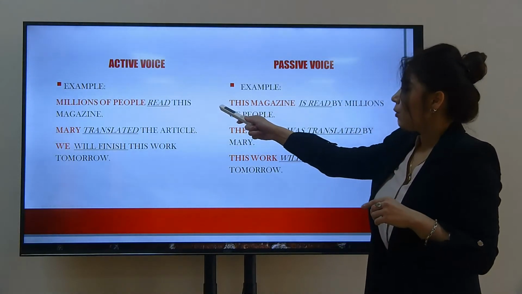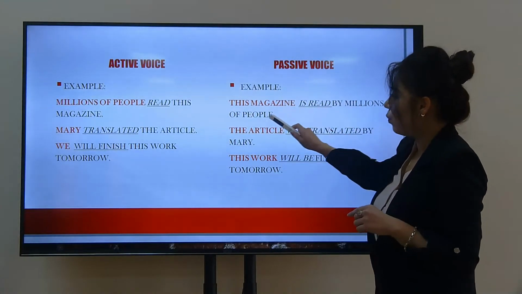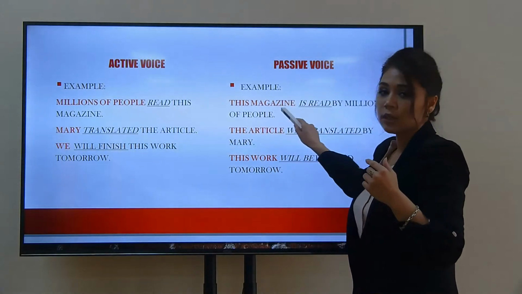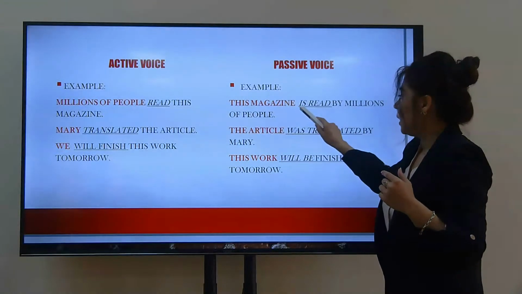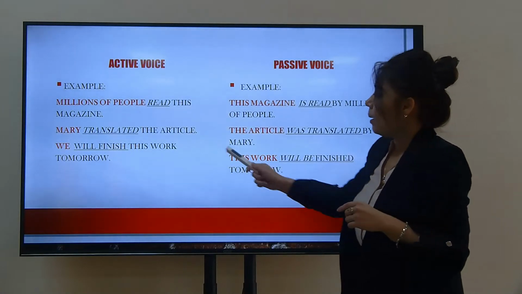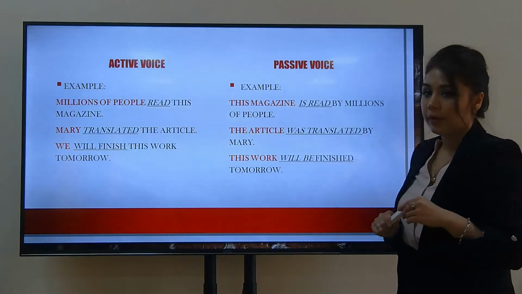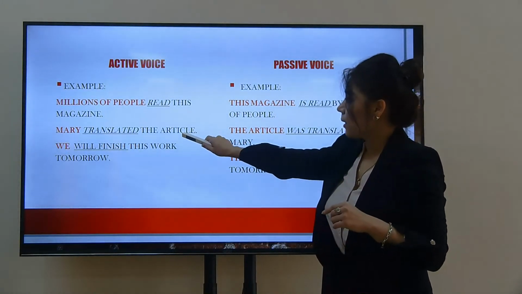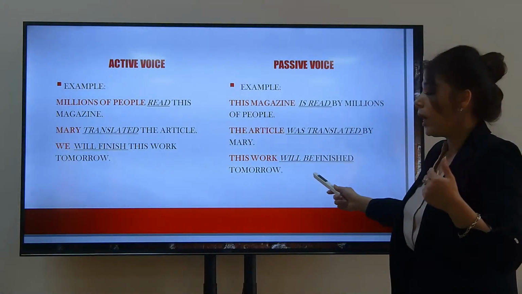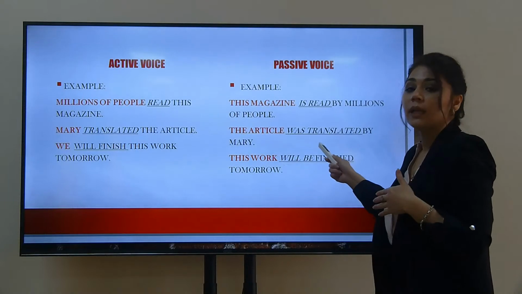Millions of people read this magazine. If you want to formulate passive voice, as I told you, we should put the object in the first place. This magazine is read by millions of people. And the next one: Mary translated the article. The article was translated by Mary. The active sentence is given in the past simple. And dear students, in the future simple, you should use will be.